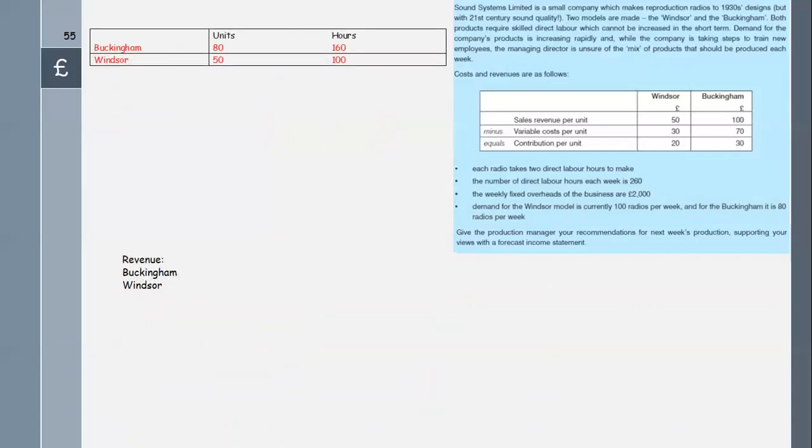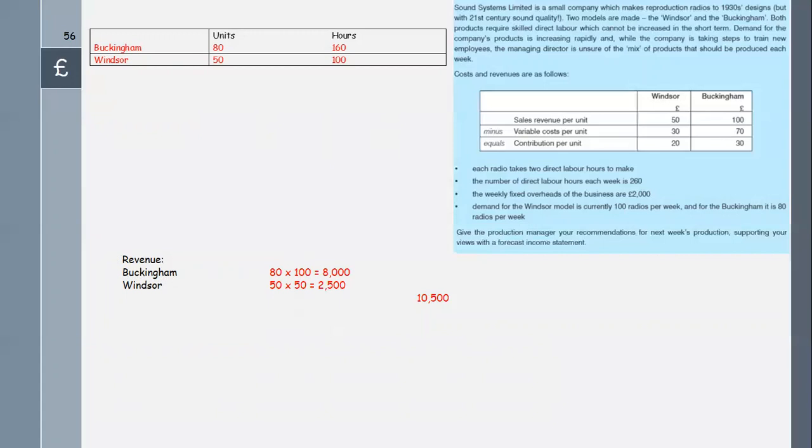It says we need to back up our view with a forecast income statement. We've decided how many of each we're going to make, so let's look at how we can make an income statement. Our revenue goes at the top. Buckingham, we can make 80 and the selling price was £100, so 80 times 100 is 8,000. Windsor, we can make 50 and the selling price was 50, so 50 times 50 is 2,500. So total sales that week were 10,500.